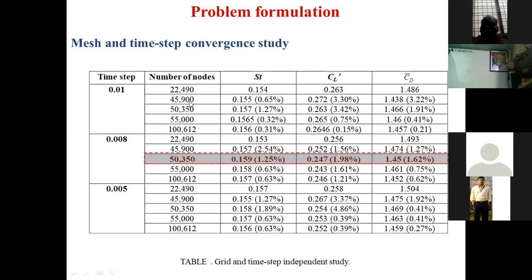We discretize this whole domain in these 5 different combinations of nodes, and see what is the effect of change in these nodes and time step on the flow characteristics. Here, in this column, this ST is the Strouhal frequency. If there is vortex generation in the flow, then what is the frequency of the vortex shedding, ST? And CL prime, this is the RMS of lift coefficient.